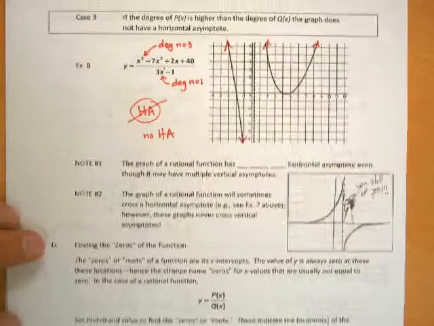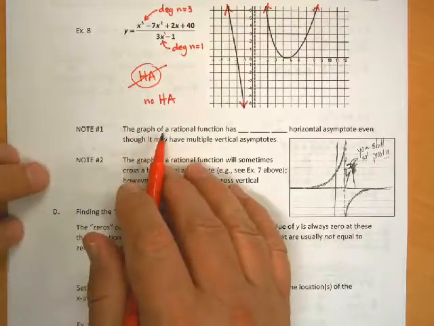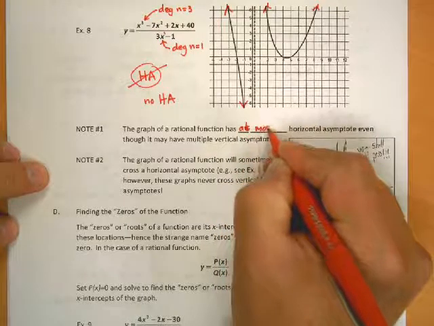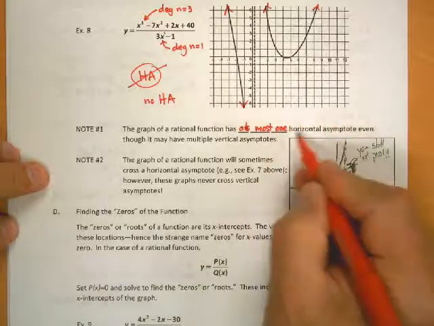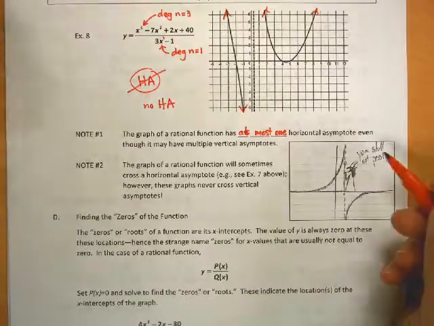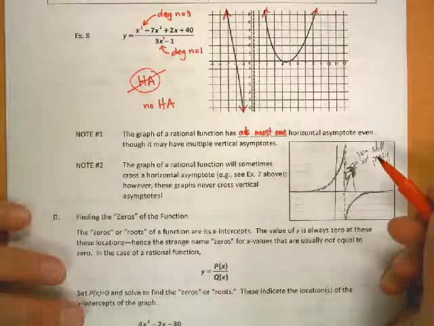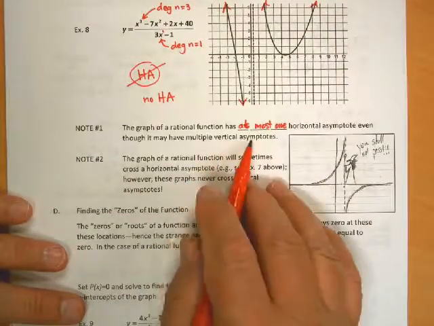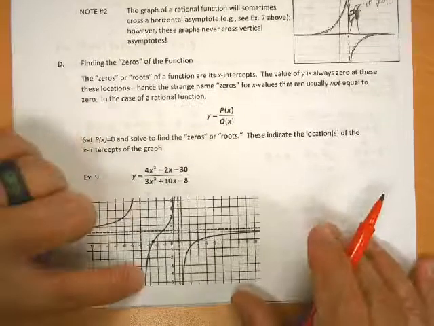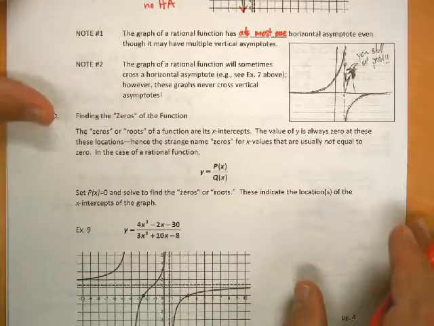A couple notes while we're here on horizontals and verticals. The graph of a rational function has at most one horizontal. This one had none, and we've had a bunch of graphs with one, but you'll never get two or more. However, a vertical asymptote you can have lots of, several. There's one down at the bottom of the page. You see two vertical asymptotes there, but only one horizontal. That's what I'm trying to get across in that first note up here.